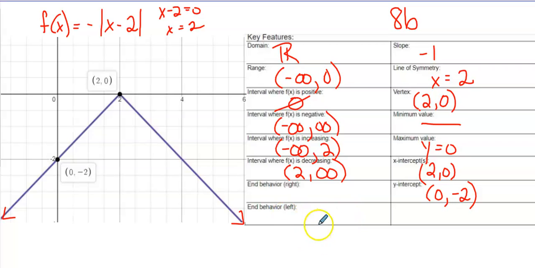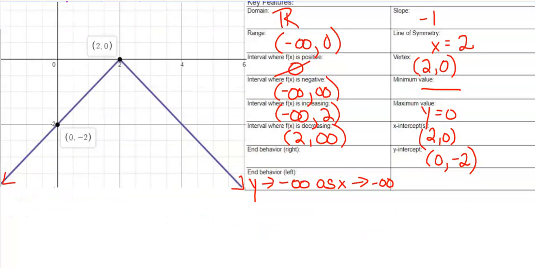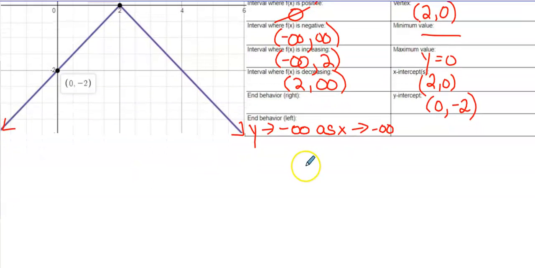I'm going to do that one first. That's going to be y approaches negative infinity as x approaches negative infinity. Let me slide this up, see if this will write better. Sometimes it's just at the bottom of this tablet, it just won't work. End behavior, right, y approaches negative infinity as x approaches positive infinity. Okay.